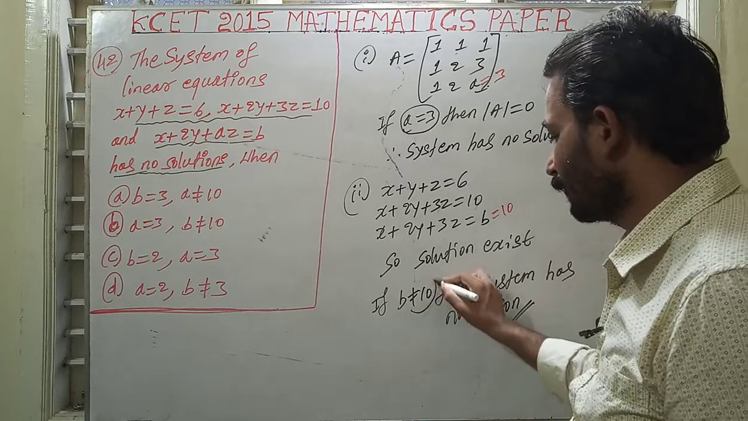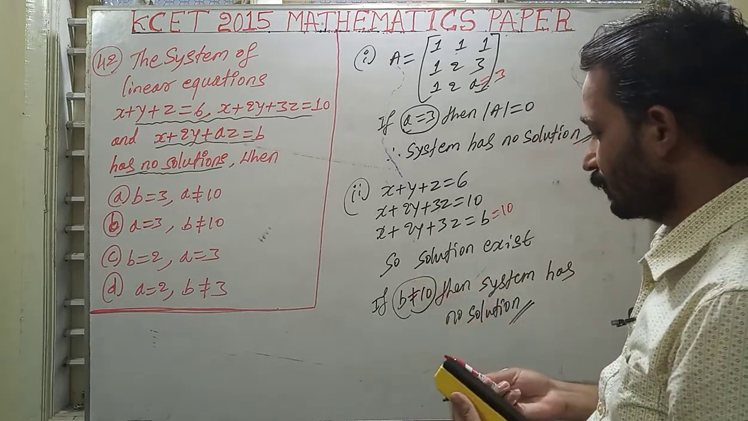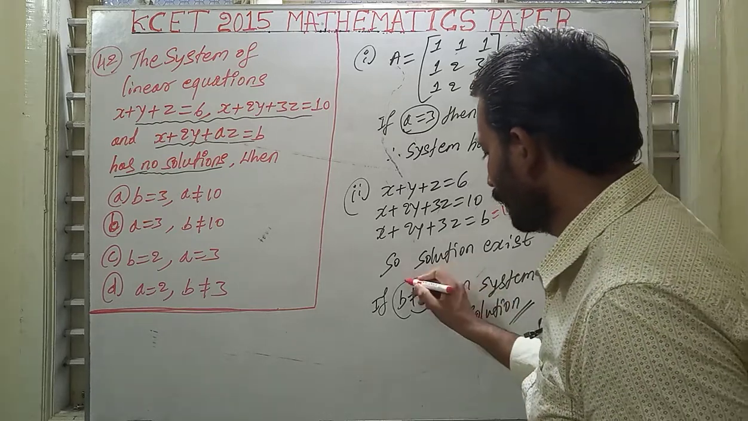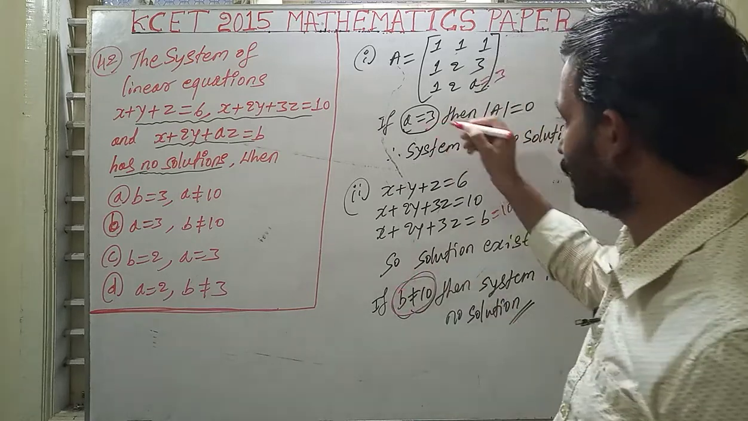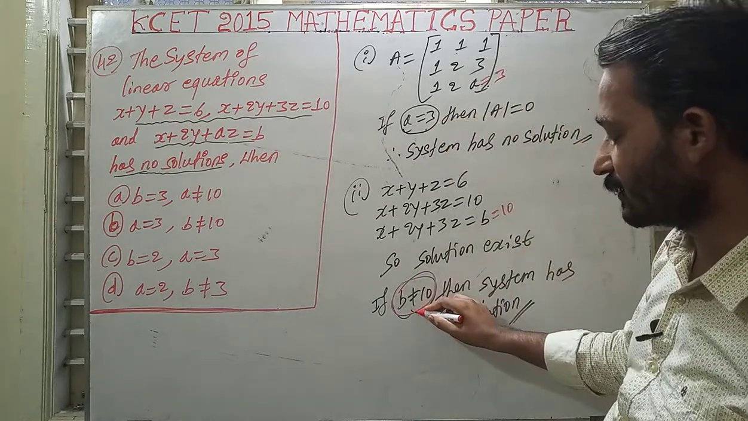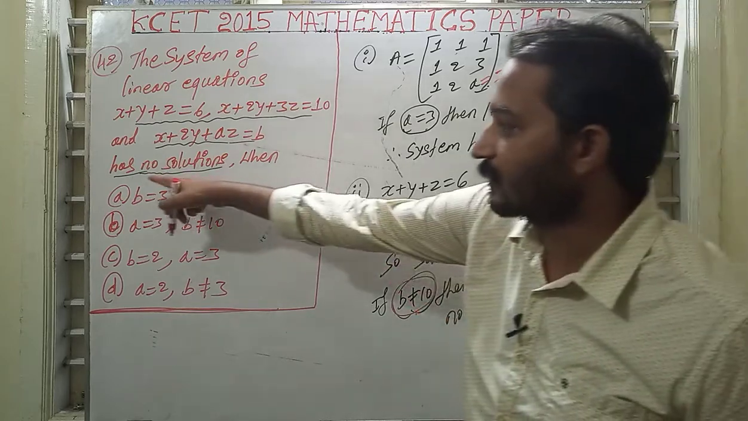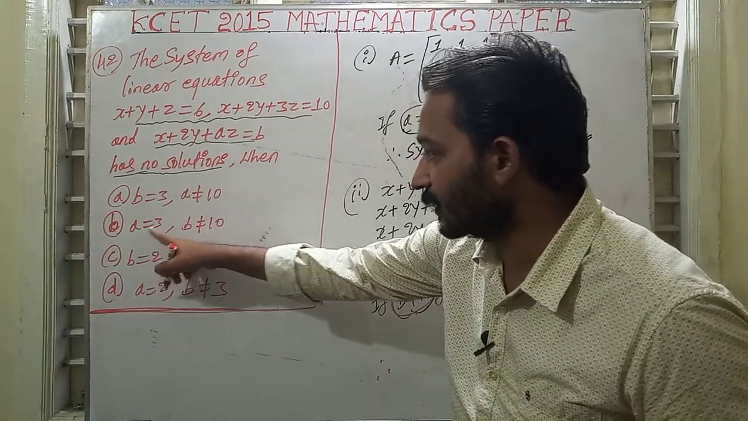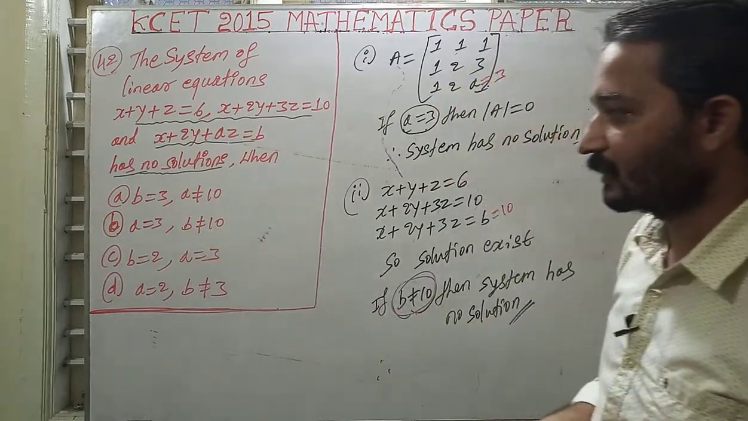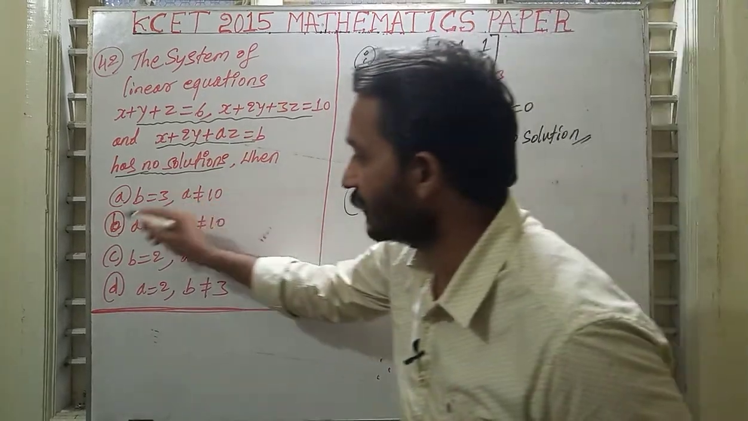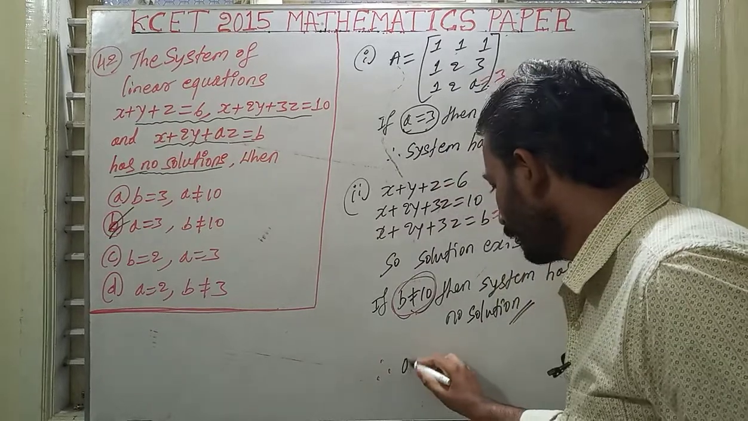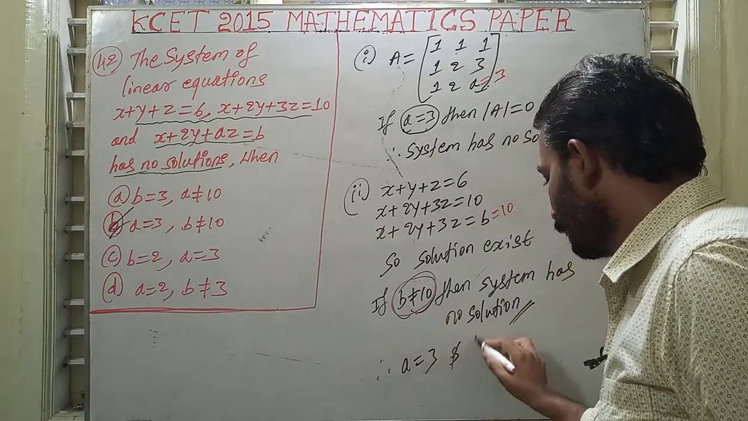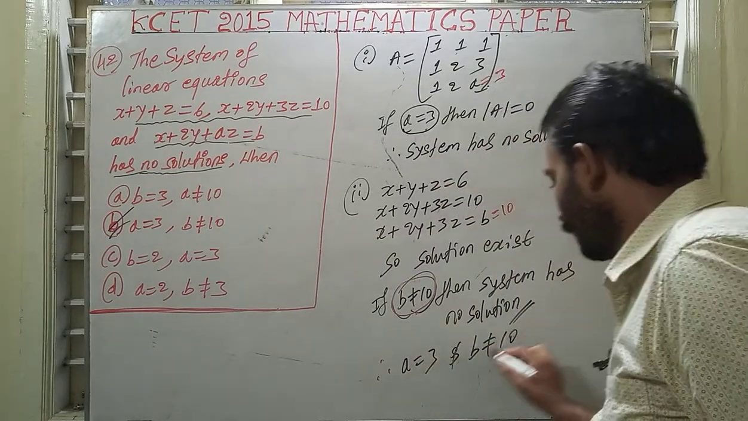So b is not equal to 10. Good answer. We have already found a is equal to 3 and we also have to find the b value. b is not equal to 10 because the system has no solution. So the answer is a is equal to 3, b is not equal to 10. Option B is correct.